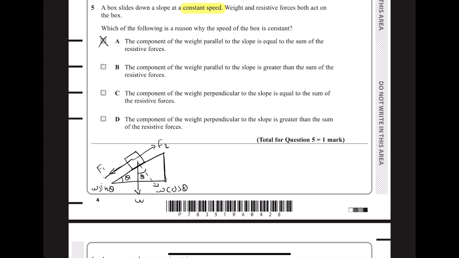Why is B not an answer? The component of weight parallel, no. If the component of weight is greater than the resistive forces, there will be a resultant force. Hence, the box will accelerate. But we have to find the scenario where the box is moving at constant speed.